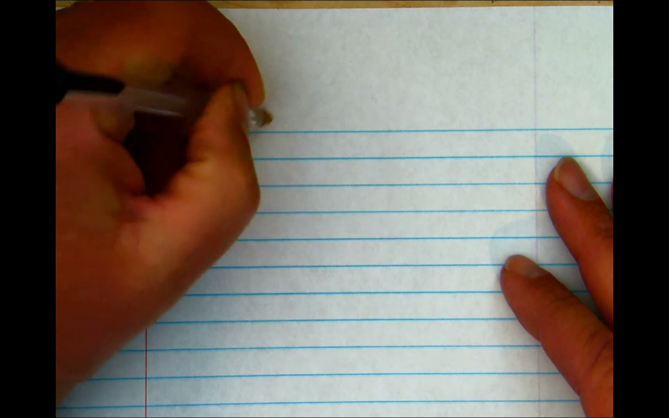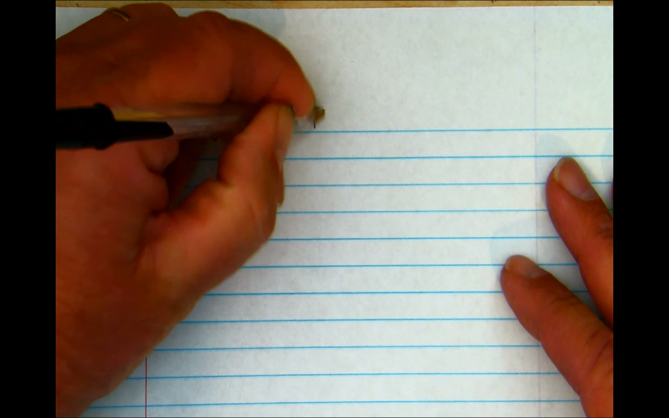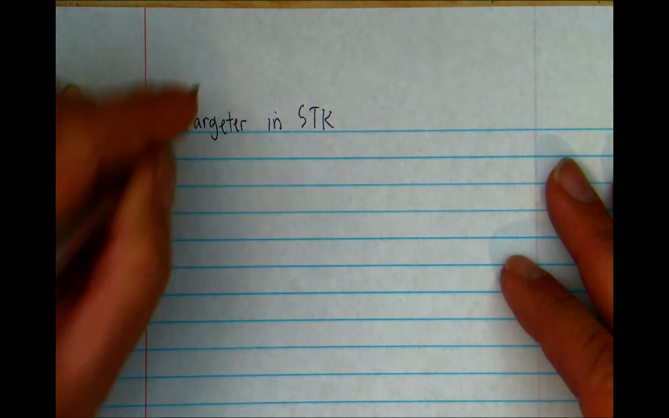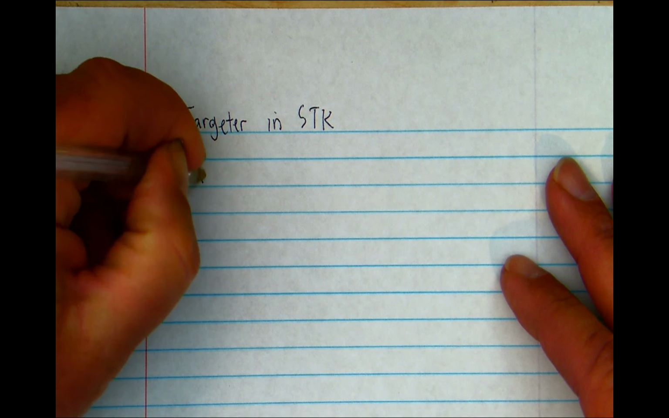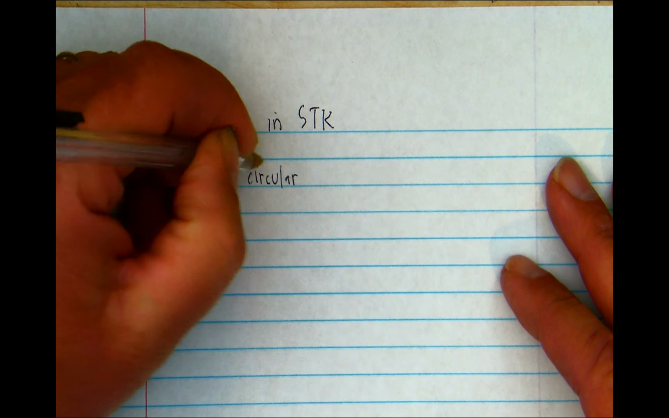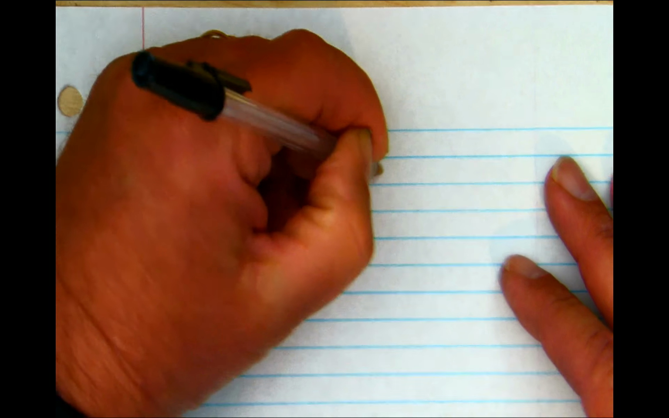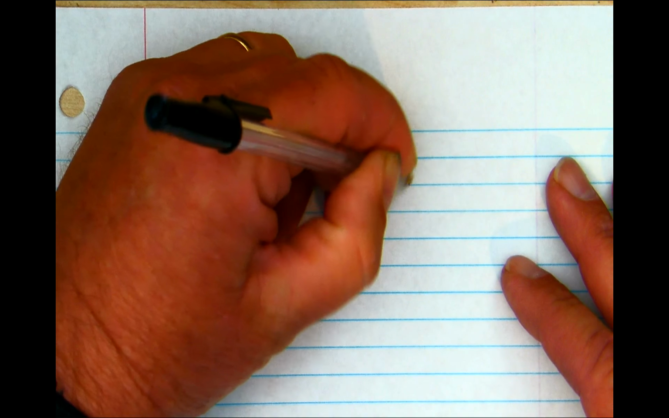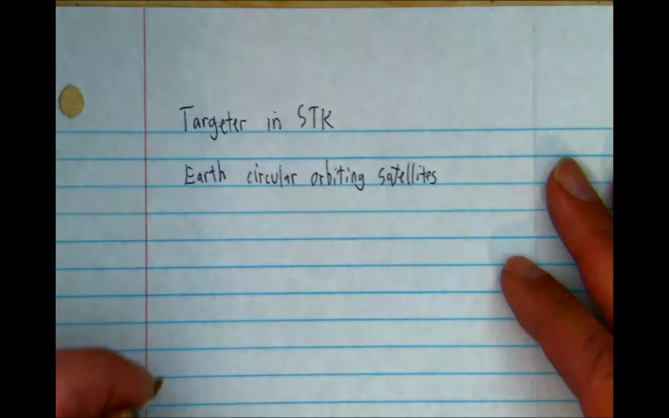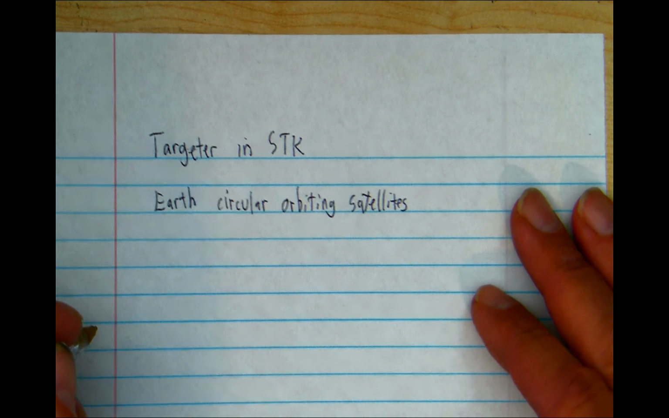I want to talk about using Targeter within the Astrogator in STK, and specifically I'm going to constrain myself to just Earth circular orbiting satellites. So far, you've learned how to do all these calculations manually.